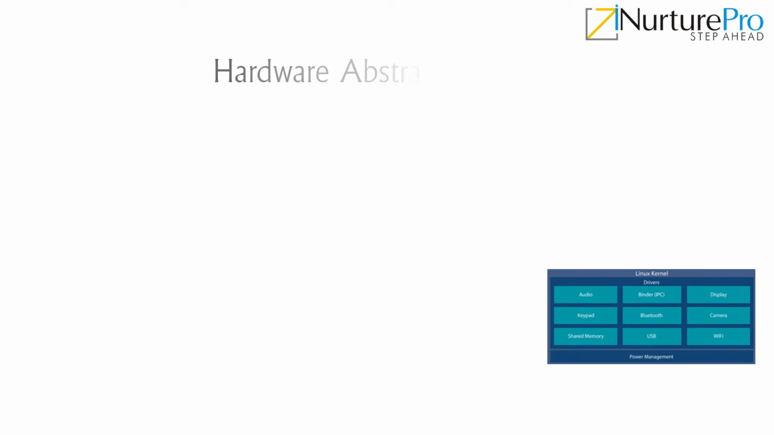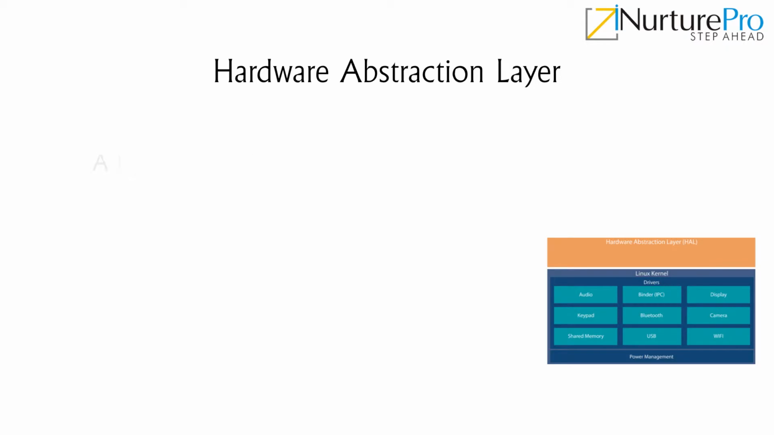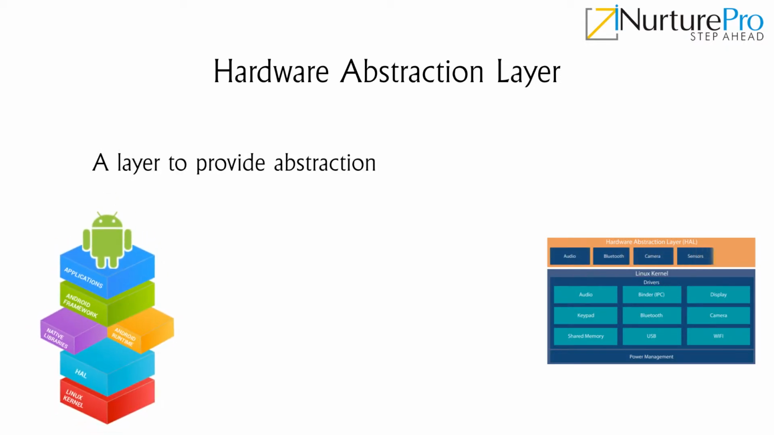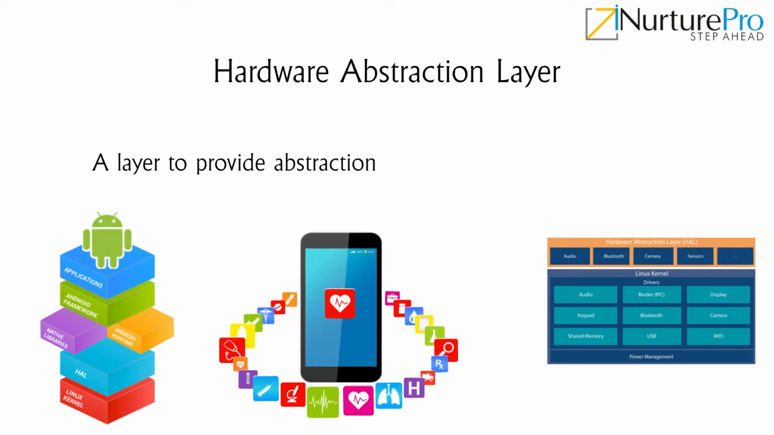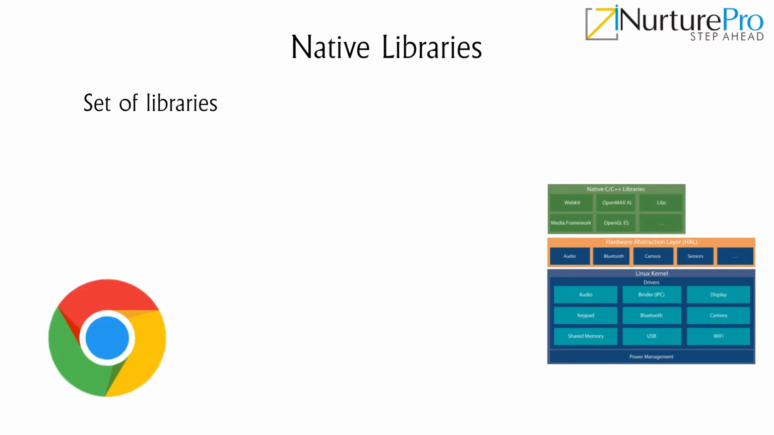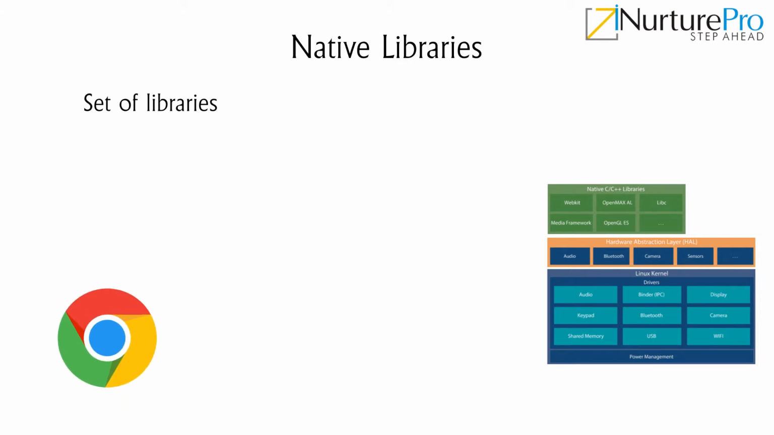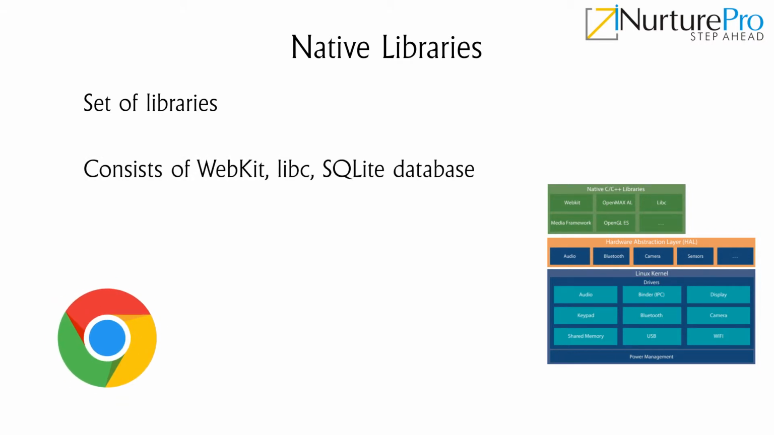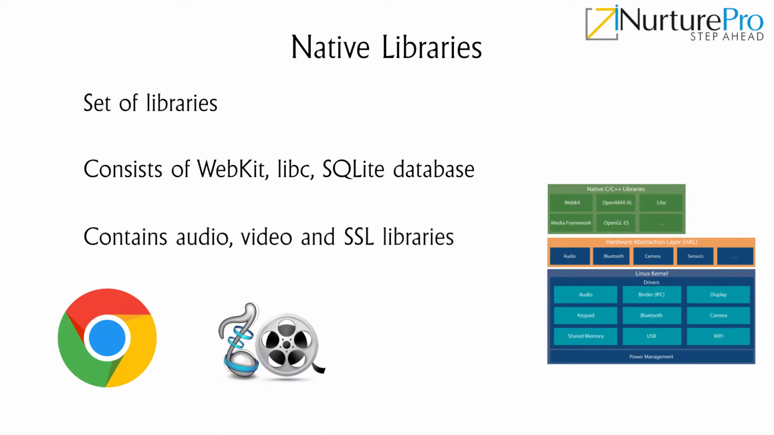On top of the Linux kernel layer, there lies a hardware abstraction layer, HAL, between the Android framework and hardware-specific software and drivers. Above the HAL are the set of libraries and the open-source web browser engine WebKit. This layer includes the well-known library libc, the SQLite database that contains application data, audio, video, and SSL libraries for internet security.